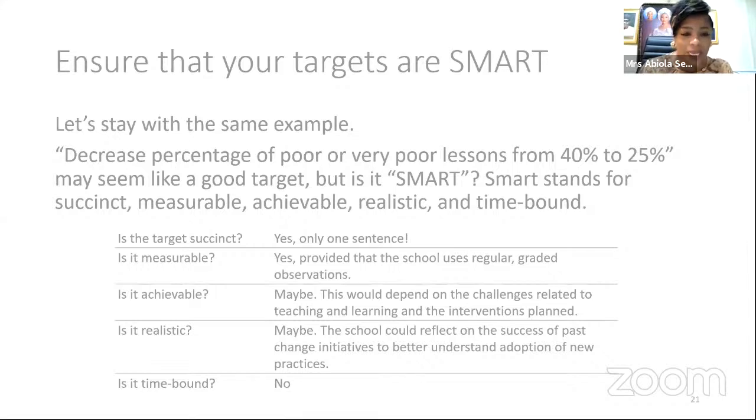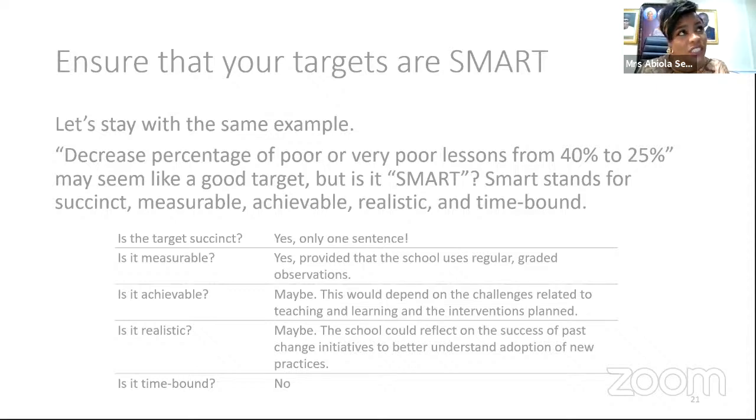Is it measurable? Okay, yes, because we've provided that, and this provided that the school uses regular graded observations. So if we're talking about the way in which teachers are observed, and we want to decrease it, that means that you're still keeping up with that many lesson observations. So if you observed 100 lessons last year, you have to keep about that amount or more, right? It has to be in the same range. You can't do 5 observations and think that it's measurable, because you're not comparing apples to apples, right?